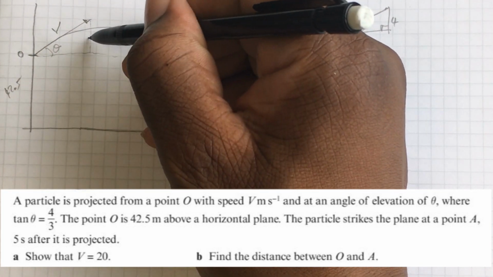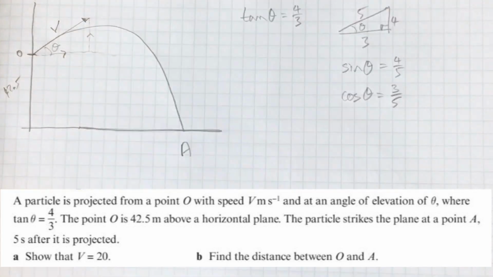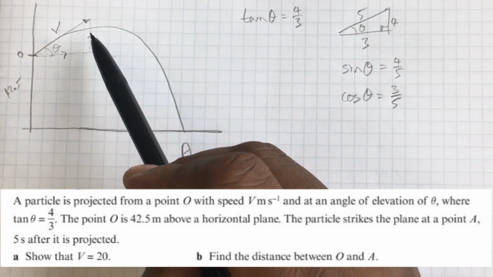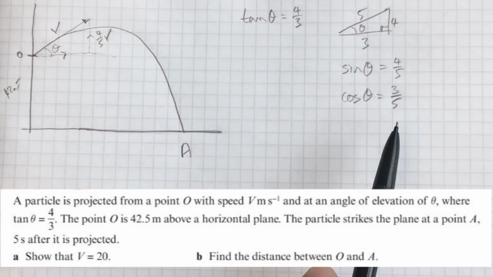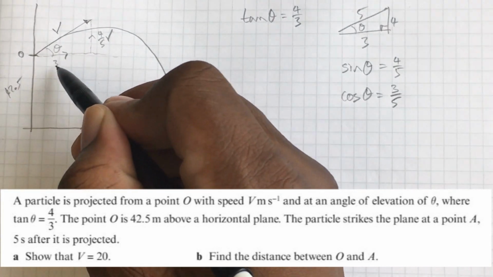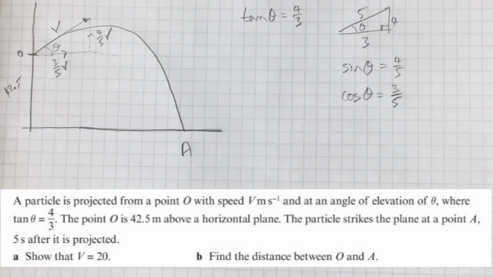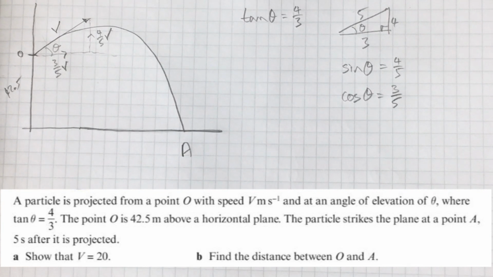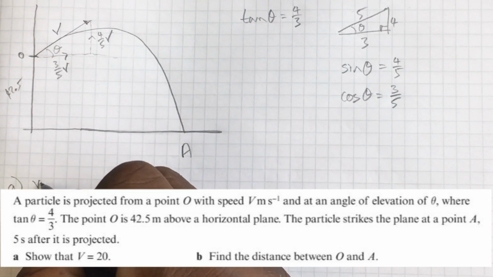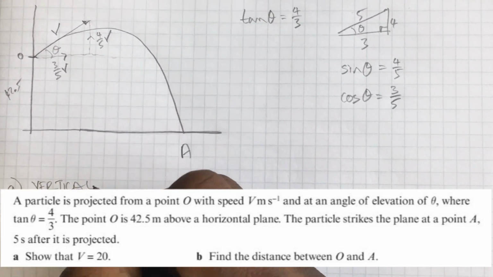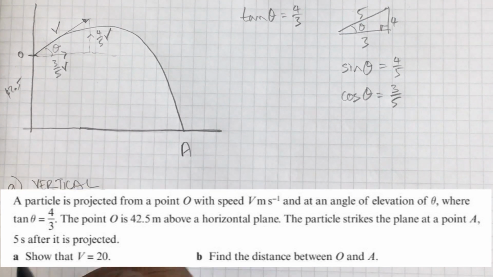Okay, let's go ahead and find these components, vertical and horizontal components of the initial velocity. Well, the vertical should be sine v, and the horizontal should be cosine v. Since I know the fractions, I'll just use 4/5v and 3/5v. Okay, now we're ready to start working horizontally and vertically and use our suvat variables.